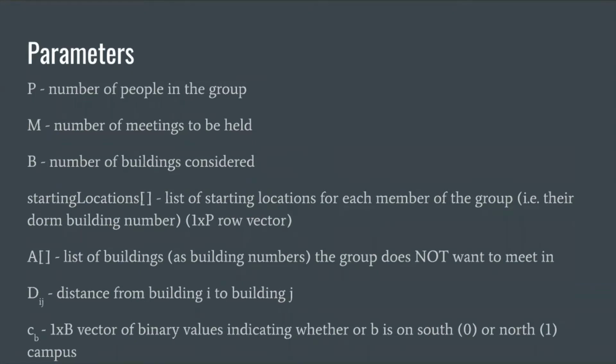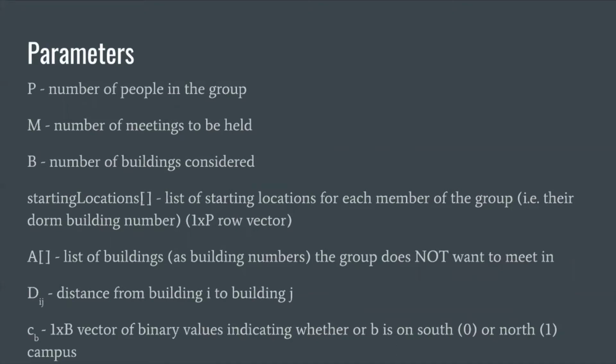So before we did the optimization formulation, we collected some information from the theoretical user. So that included the number of people in the group, the total number of meetings they wanted to schedule, how many buildings on the campus they wanted to consider, the starting locations of each member in the group, and then a list of buildings that they did not want to visit throughout their semester meeting schedule.